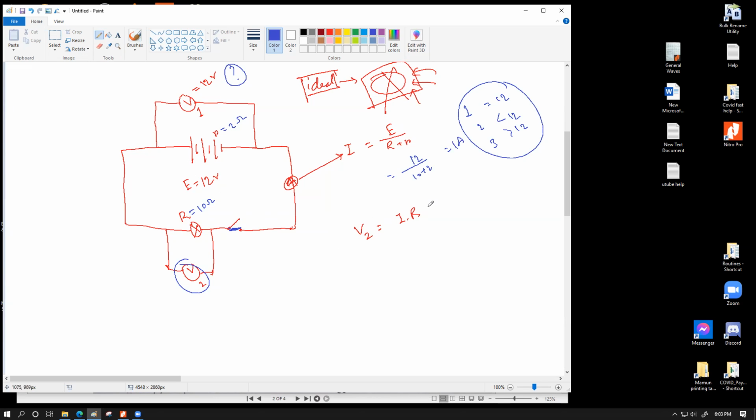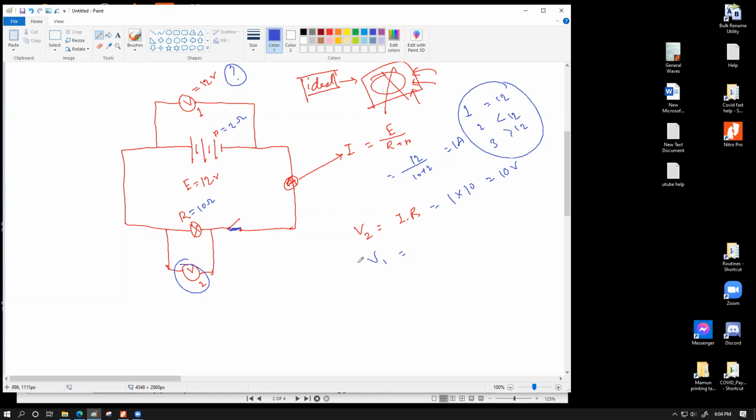So the voltmeter reading 2 should be how much? 1 into 10. How much are you going to get? 10 volts. And what should be the reading of voltmeter 1? Now, this is the part where you really need to apply some of your electrical understanding. What should be the reading of voltmeter 1? I believe you kids are thinking. I'm audible, right?